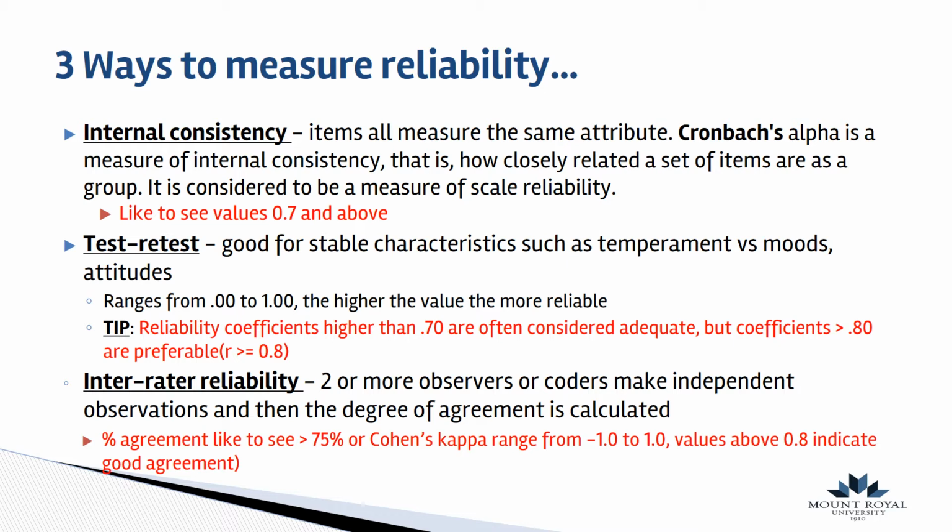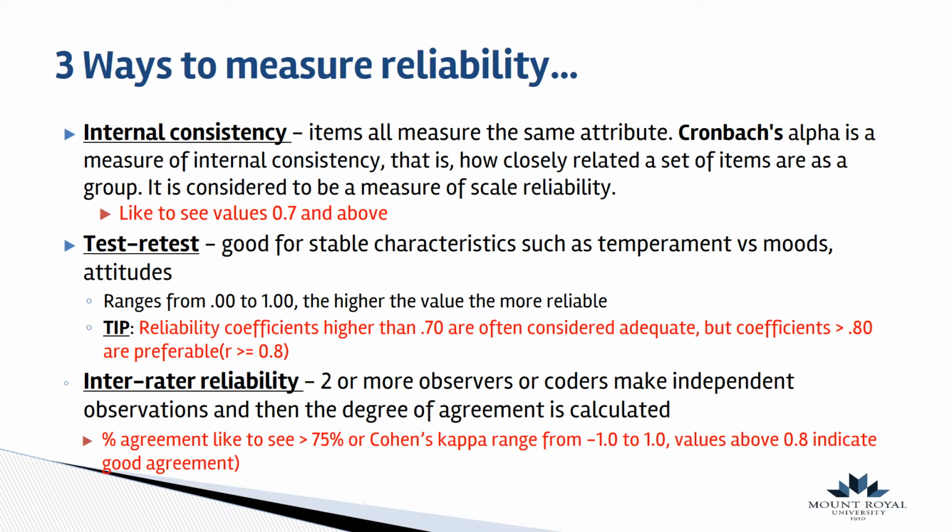That is how we measure test-retest reliability. And the third one is something we call inter-rater reliability. This is where 2 or more observers or coders, researchers or research assistants who are gathering data using a scale or a tool, make independent observations, and then the degree of agreement is calculated.